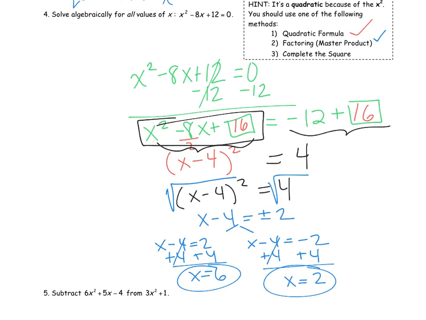So now we have done this by quadratic formula, factoring, and completing the square, all of which, any 3 methods, could be asked of you on your quiz. All right, let's keep going.